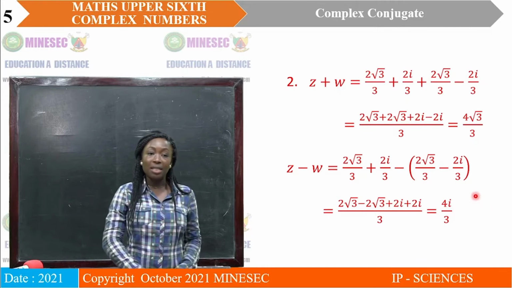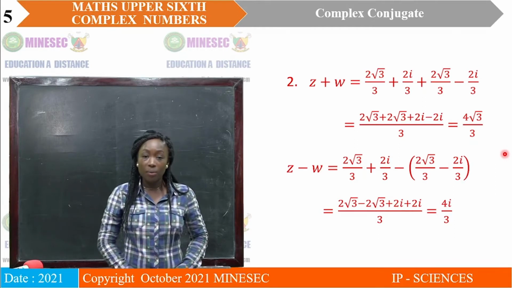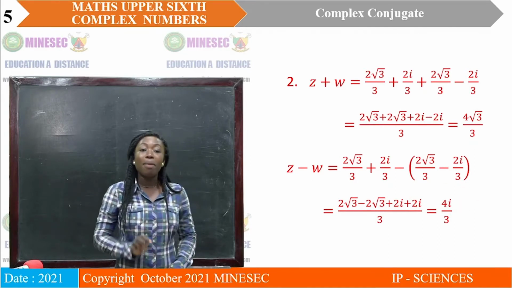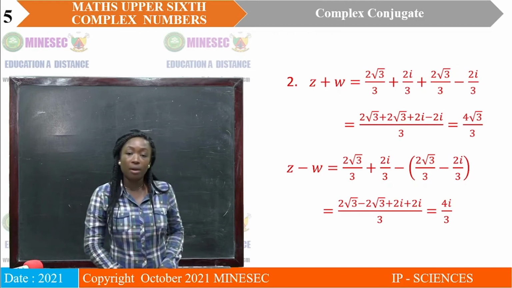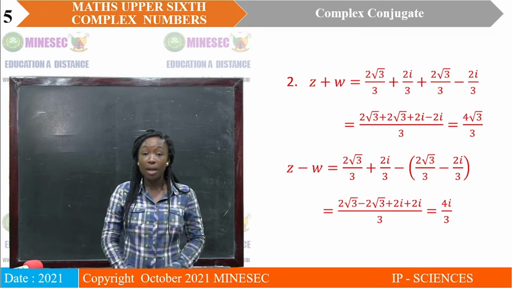And so, what do we discover? We discover that z plus w is a pure real complex number, while z minus w is a purely imaginary complex number. Since we don't have the real parts in z minus w, it's imaginary, while for z plus w, there is no imaginary part.